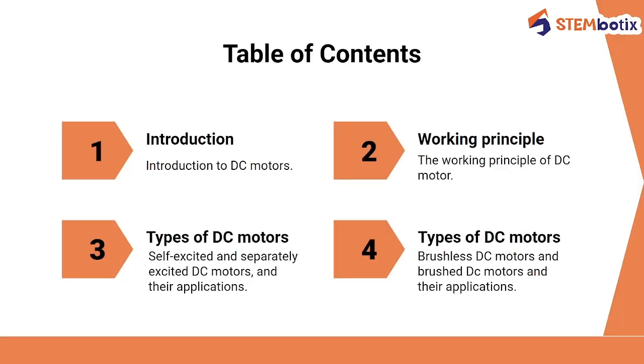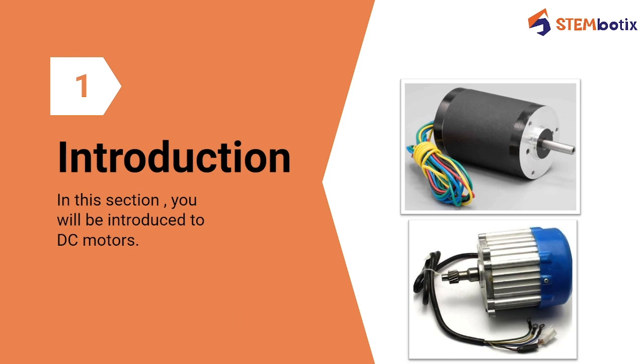So this particular chapter is divided into four different parts. In the first part, we will introduce you to DC motors. In the second part, you will see the working principle of a DC motor. In the third part, you will see the different types of DC motors, specifically the self excited and separately excited DC motors. And in the fourth part, you will see brushless DC motors and brushed DC motors and their applications. So let's introduce you to DC motors. Let's start our first introduction part.